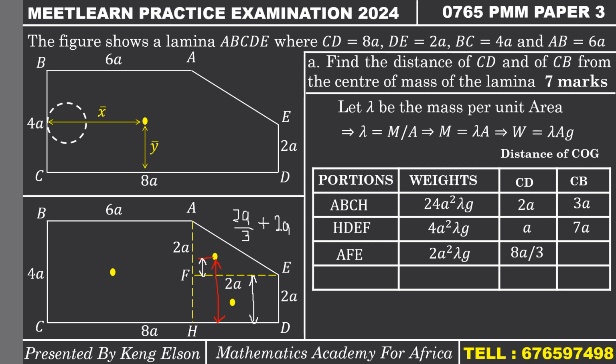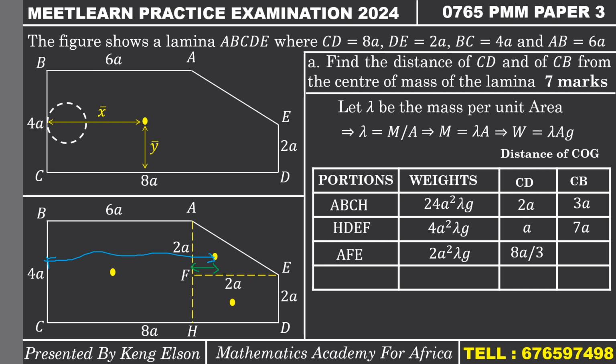Now the next distance we need to find is the distance from the center of mass of the same right angle triangle to CB. So we need to find this distance. To find that distance, it is preferable we start by finding the distance from the center of mass of the triangle to the height of the triangle. Then we add the remaining distance to CB.